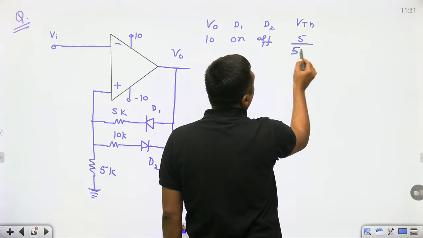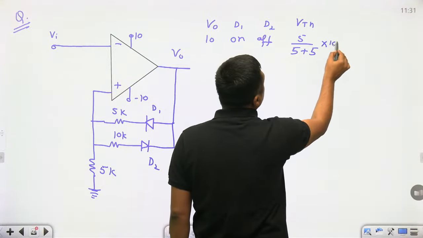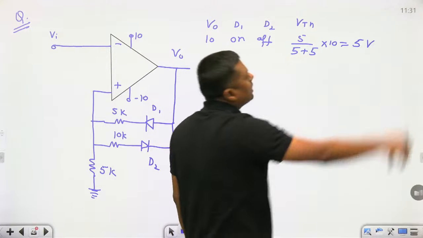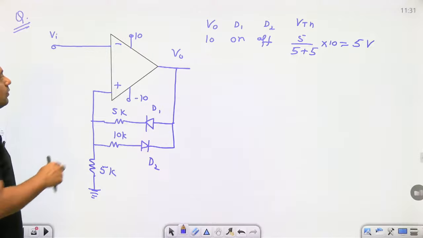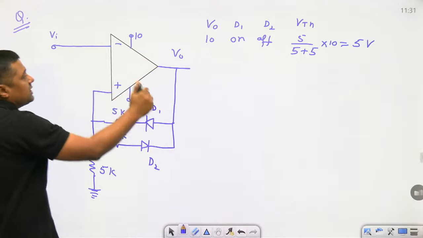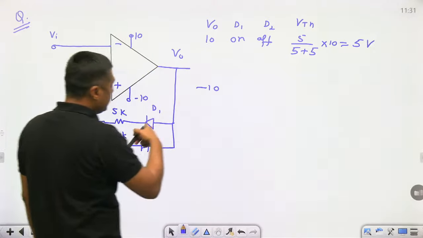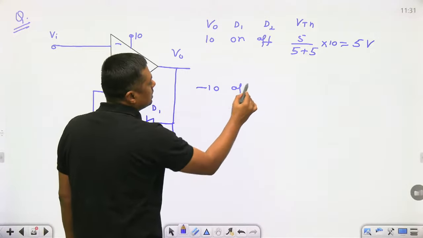5 upon 5 plus 5 into output voltage 10, that will become 5 volt. This is called the upper threshold. Second, when the V0 is minus 10 volt, D1 is off, D2 is on.